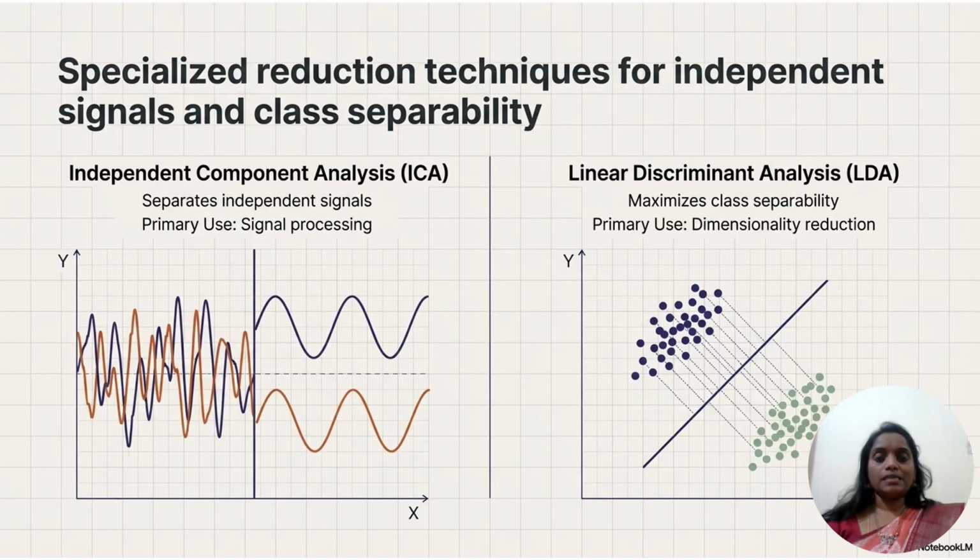PCA is a statistical technique used to reduce the dimensions while retaining maximum variance within the data. It transforms the original features into new variables called principal components. The advantages include that it reduces the computational complexity, eliminates noise, gives better visualization, and also improves the machine learning performance.